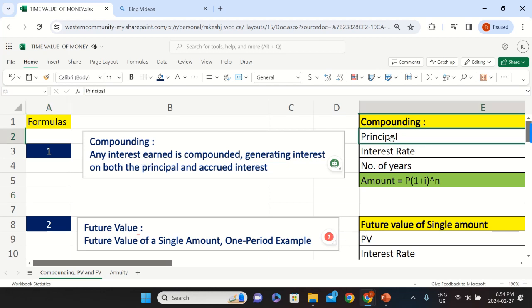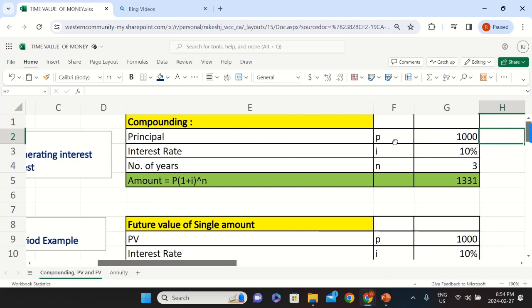So, we'll take an example here. In this example, the principal amount is $1,000. The rate of interest is 10%, and the number of years is 3. So this is the formula. With the help of this formula, we will be able to calculate this amount. This is known as the compounding.